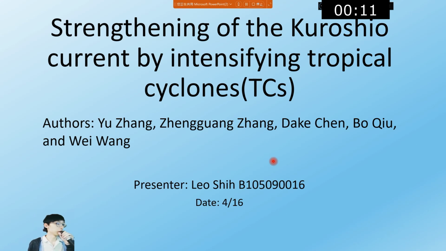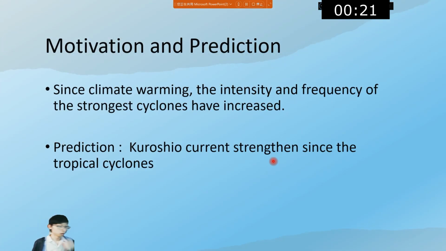I will talk about the strengthening of Kuroshio currents by intensifying tropical cyclones. Since climate warming intensifies and the frequency of the strongest cyclones has increased, the experts found that Kuroshio current transportation has increased too. And then they make the prediction that stronger tropical cyclones lead to the strengthening of Kuroshio currents.